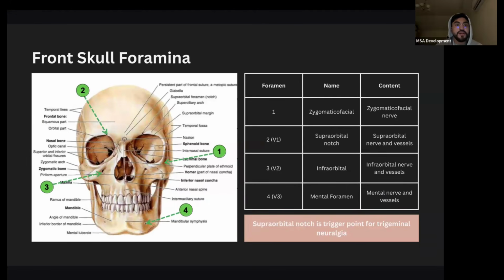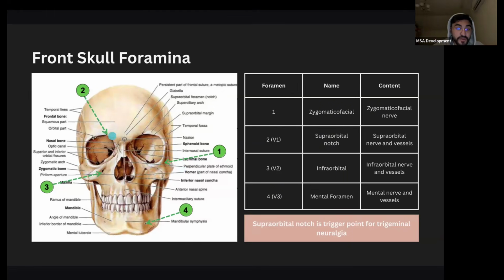Now, let's talk about the foramina at the front part of the skull. The first foramen, number 1, is called the zygomaticofacial foramen, and the zygomaticofacial nerve passes through it. Something about foramina, especially in the skull, is that whatever their name is, sometimes that's exactly what the content is. Inshallah, it's going to be very easy for you to remember.